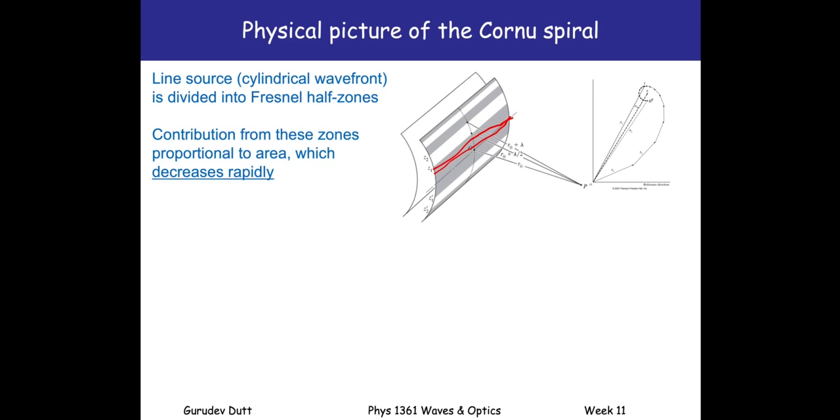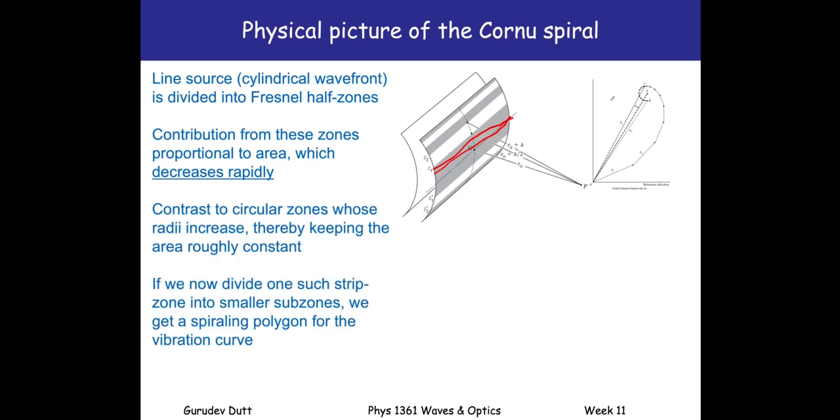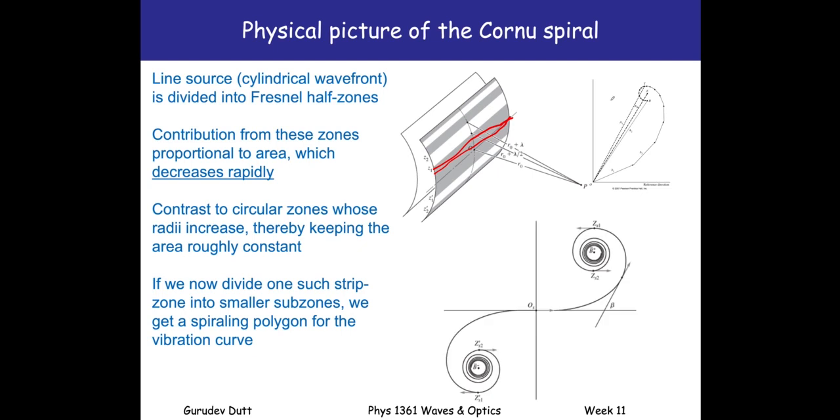circular zones. And so you see that instead of the vibration curve closing back almost on itself in a circle, or mostly following a circular pattern, this one is going to spiral in much more quickly than in the spherical case. And so the polygon, or the smooth version of that vibration curve that you're seeing there, will be the Cornu spiral that I'm showing here. This is, of course, just a sort of physical picture, not a mathematical proof.